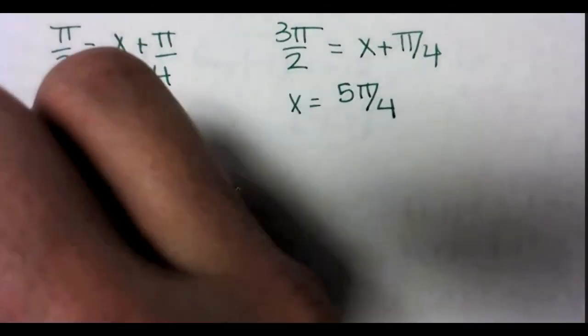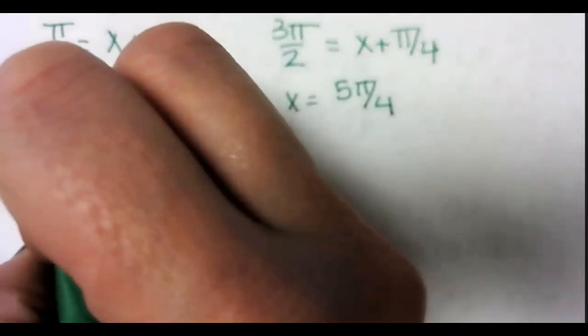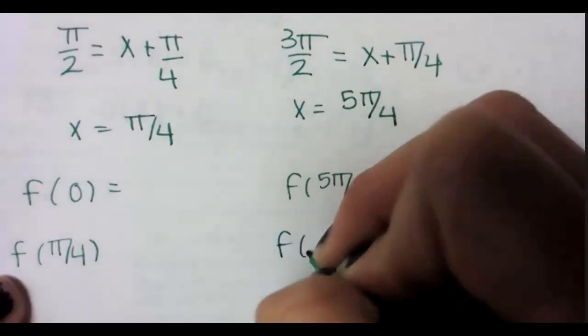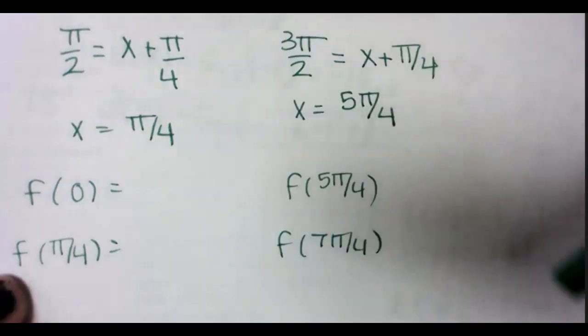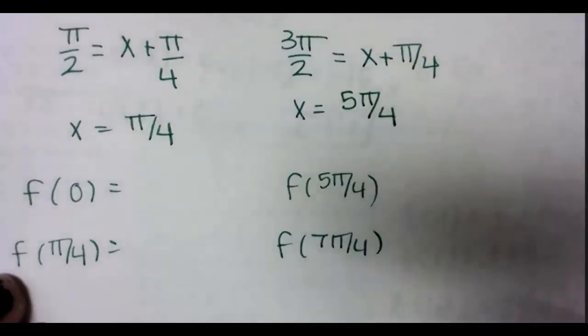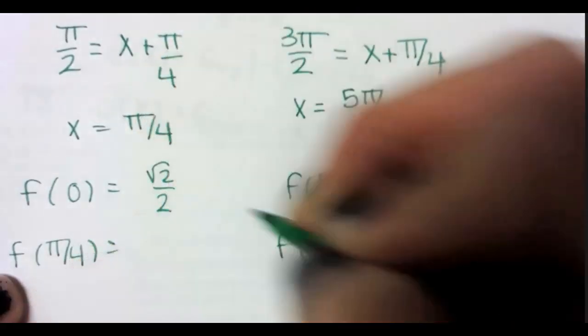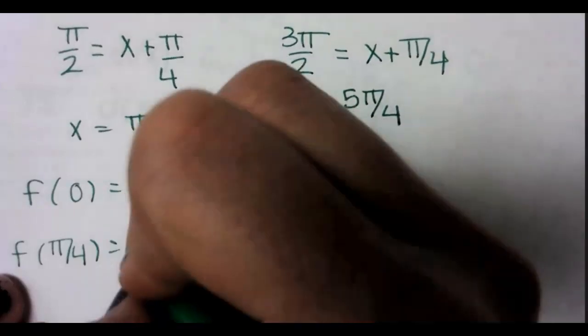So I have to find f, and our initial value was 0. So I have to find f of 0, f of pi fourths, f of 5 pi fourths, and f of 7 pi fourths. So sine of 0 plus pi fourths is the same as the sine of pi fourths, which is root 2 over 2. Sine of pi fourths plus pi fourths is sine of pi halves, which is 1.